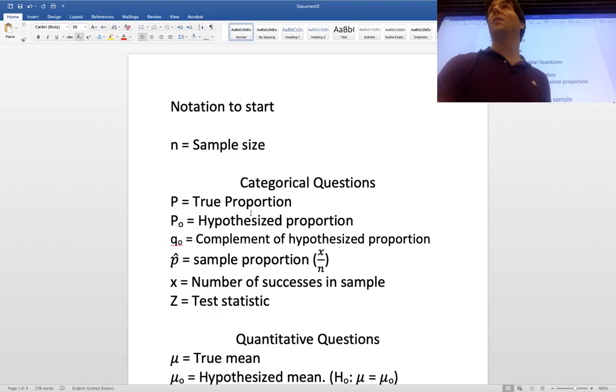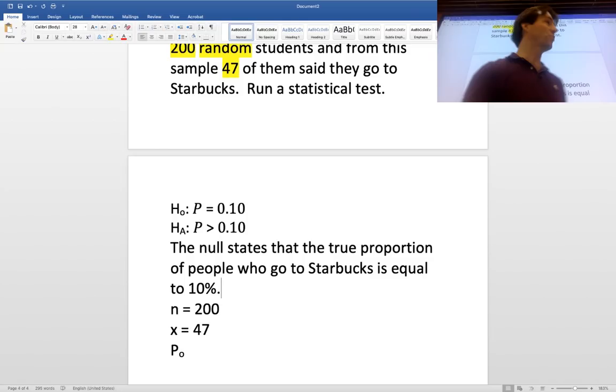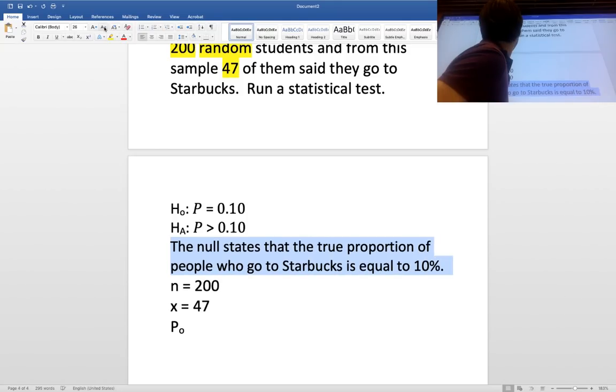So you're saying the null states that the true proportion of people who go to Starbucks is equal to 10%. Is that what you guys wanted right there? Yeah. The null states that the true proportion of people who go to Starbucks is equal to 10%. So that's what we have right there. And then the alternative states that the true proportion of people who go to Starbucks is greater than.